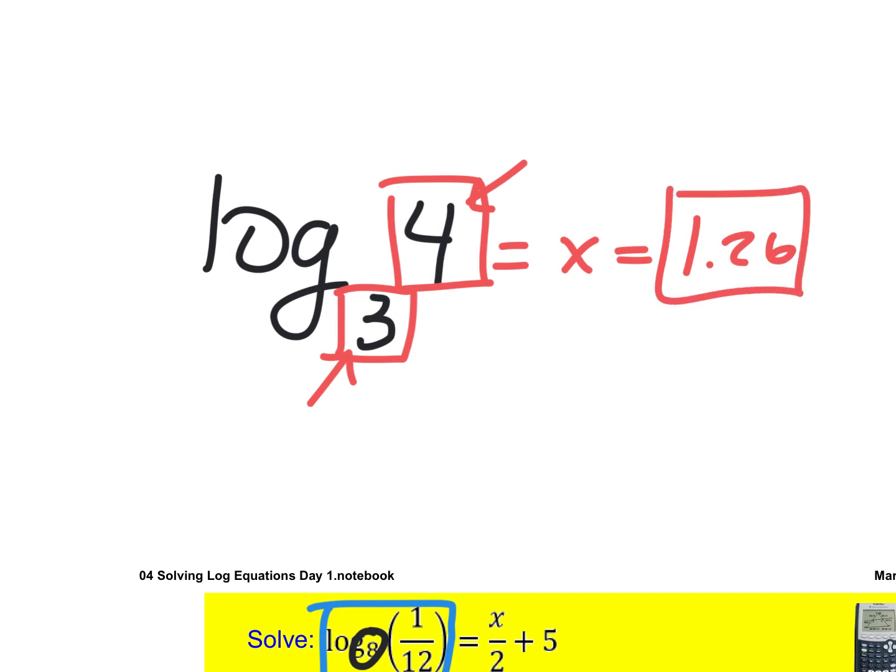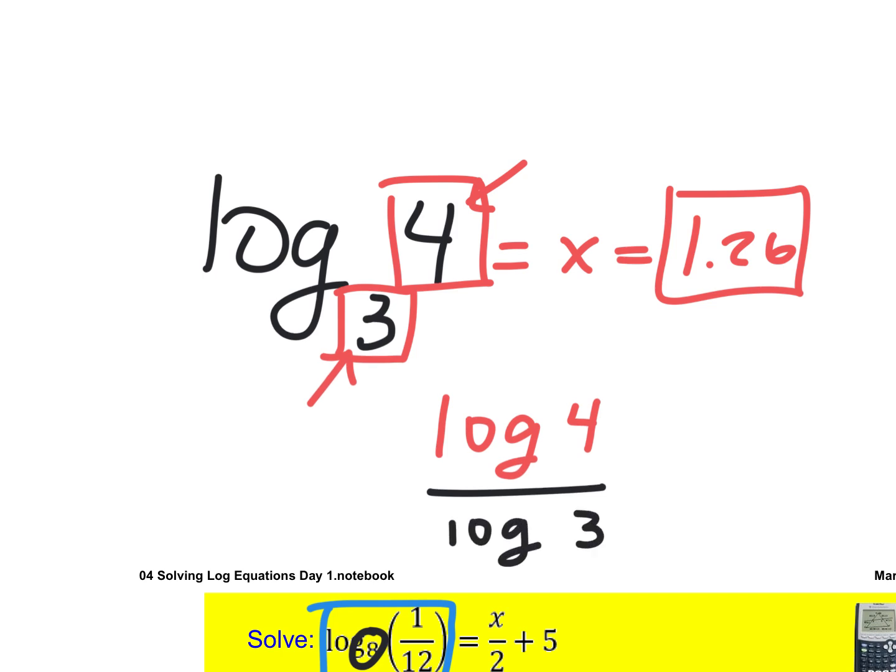Okay, cool. If you don't have that kind of calculator, then you have to type this. Log 4, and you hit enter, divided by log 3, and you hit enter, and then it should say 1.26. You have to divide the top by the bottom. And I know that's weird. It's in the opposite order that you would normally do it in because you read from left to right. You would think you'd have log 3 on top, but you do not.